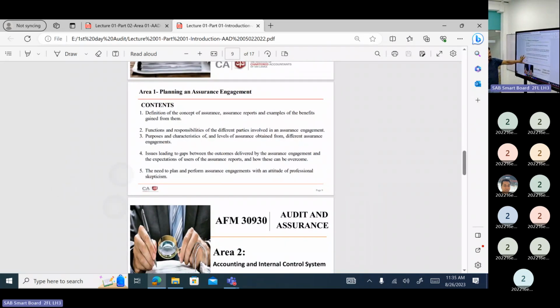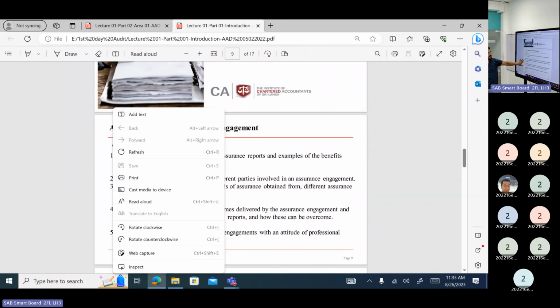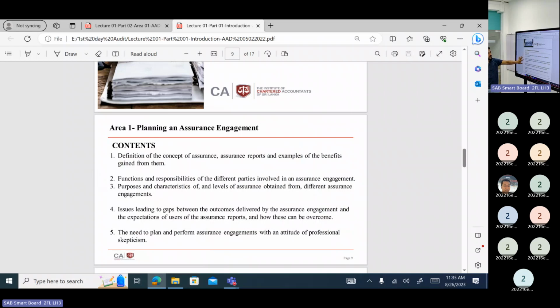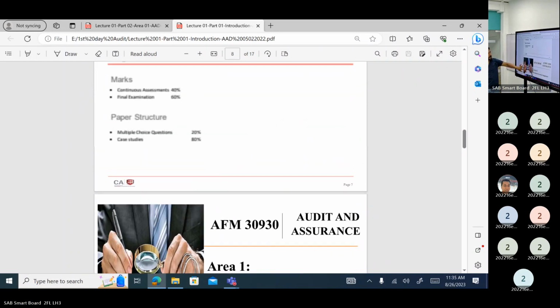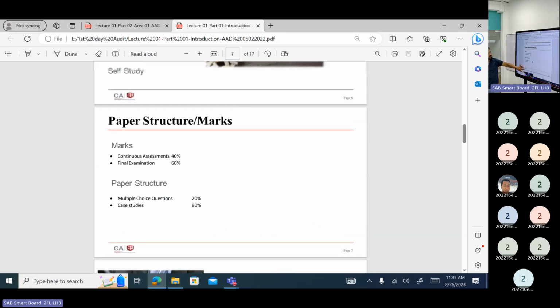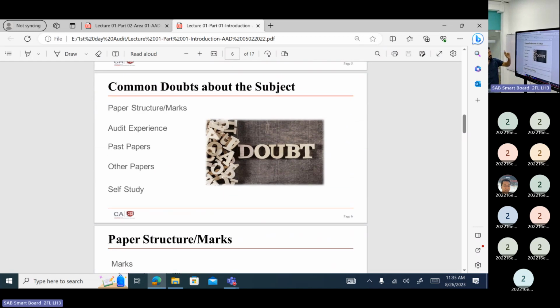Each and every area we have that content. I don't want to go there. What we can do is go here. Paper structure and marks, right? Paper structure.